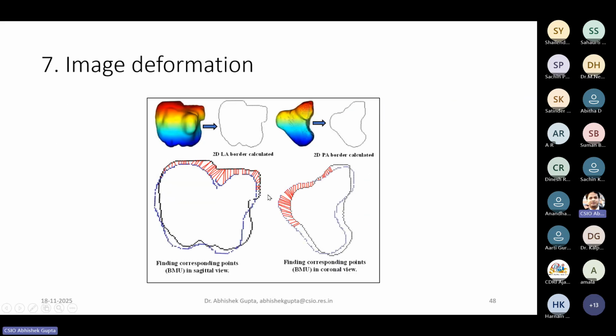Then 3D deformation. This step is similar to what we have explained. Once we are able to do the correspondence, rotation, scaling, and translation, then we have to create the deformation. Deformation helps to achieve the projected boundary, or projected contours, of the 3D template volume.